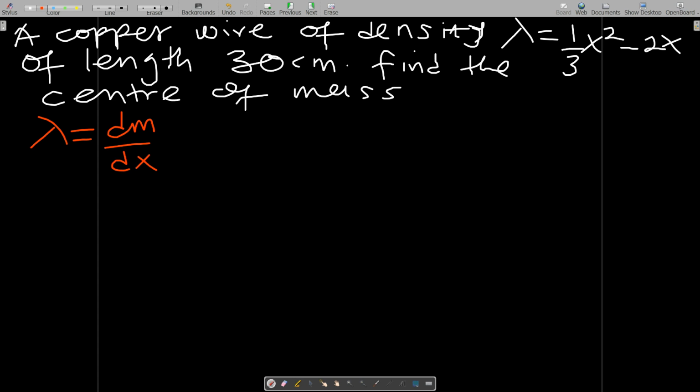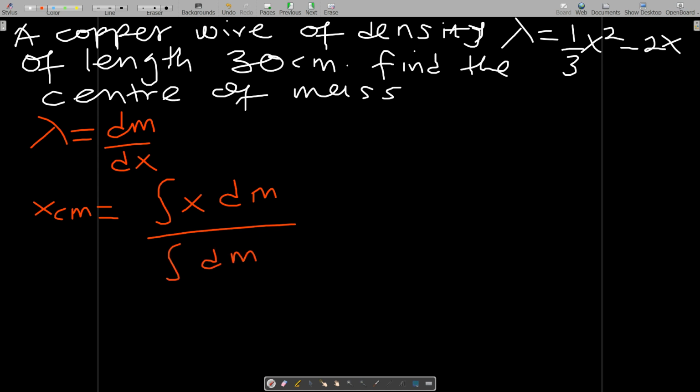So it will be just xcm, okay? And this xcm, in our previous videos, we said the xcm is actually equal to the integral of x dm over the integral of dm. This is what happens. But now if I rearrange the first one I wrote, it means the m is equal to lambda dx. I hope you get it.